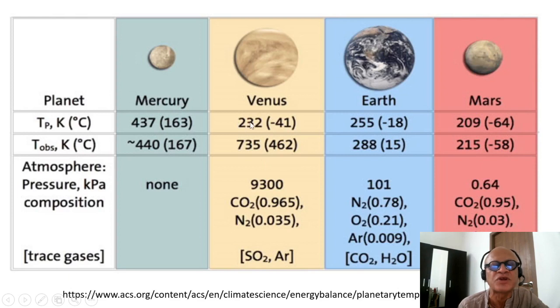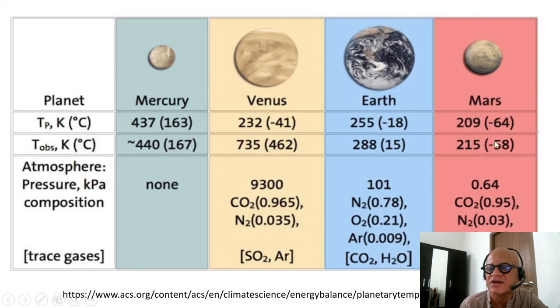You go from 232 to 735, whereas on Earth, if you didn't have any greenhouse effect, you would get 255, which is minus 18 degrees centigrade. You add the greenhouse gases, we go to 288 or 15 degrees centigrade, whereas here we go to 735. So obviously there is a runaway greenhouse effect here. This is Kelvin and degrees centigrade, of course.